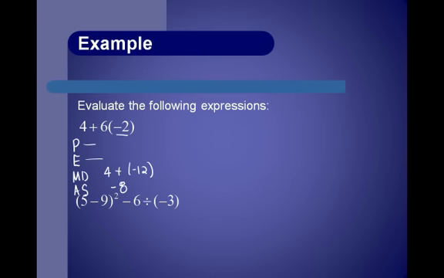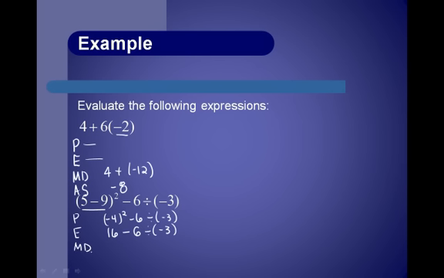Let's try another one. This time we have parentheses, and we have something that we can do inside the parentheses. So in the parentheses step, 5 minus 9 is negative 4. So I'm just going to rewrite the rest of that problem. Exponents, well, we have negative 4 with an exponent of 2. This means negative 4 times negative 4, which is positive 16, minus 6, divided by negative 3.